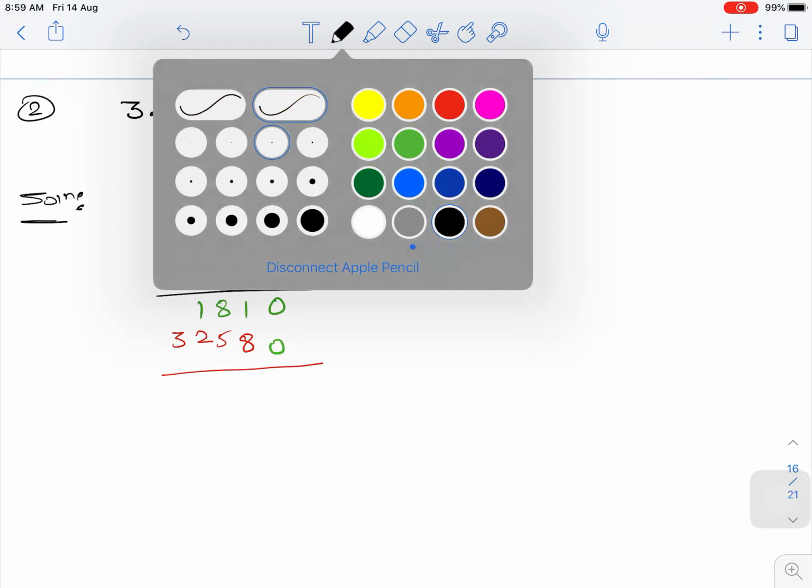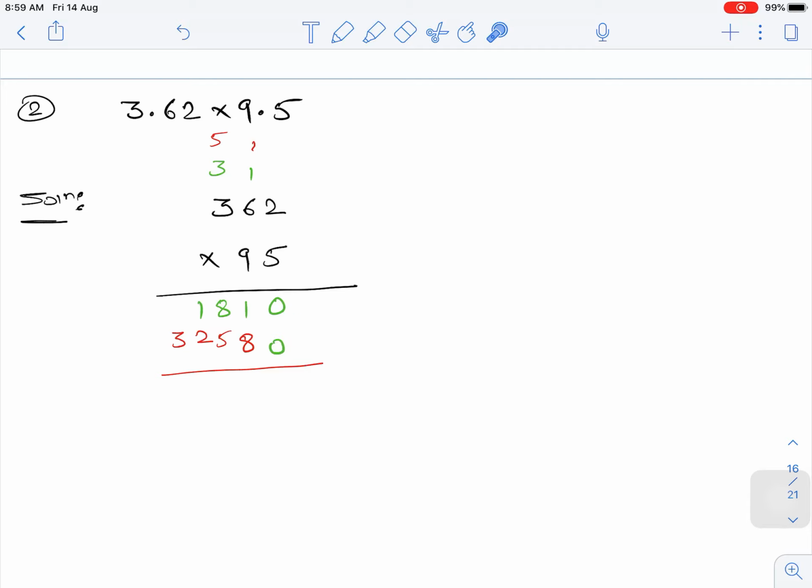Now we will add these. 0 plus 0 will become 0. I am writing here the addition sign. Then 8 plus 1, so that will be 9. The next one, 5 plus 8, 13. 3 I am writing here, 1 I am carrying over here. Then 2 plus 1, 3 plus 1, 4, and our last number is 3.